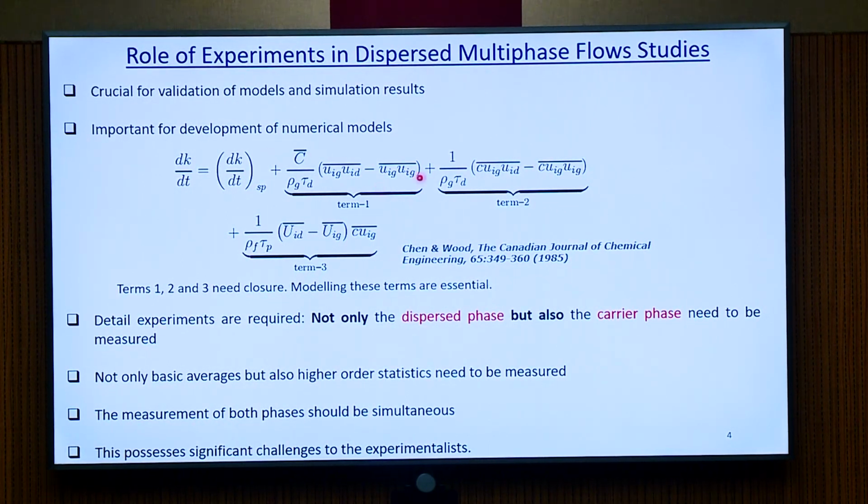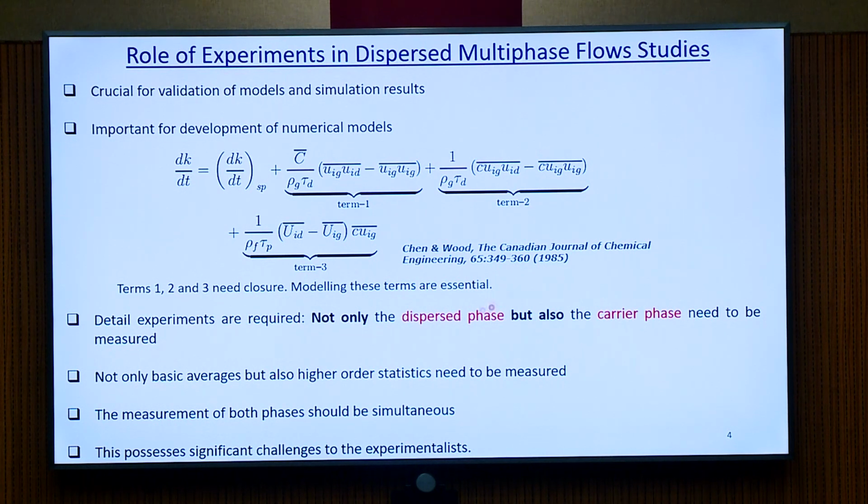And there are some additional terms which appear, and they contain correlation between the particle phase velocity fluctuations and the carrier phase velocity fluctuations, all these correlations. And in addition, you see there is correlation with the particle concentration also. Okay, so in order to model these terms, experiments can play an important role. Measurement of these terms can direct us to develop new models.